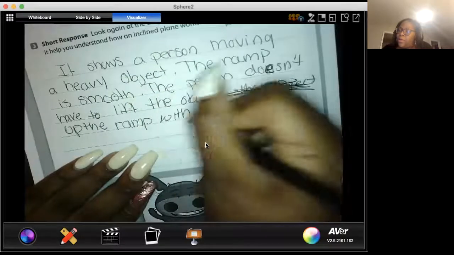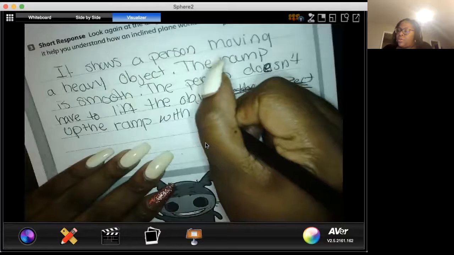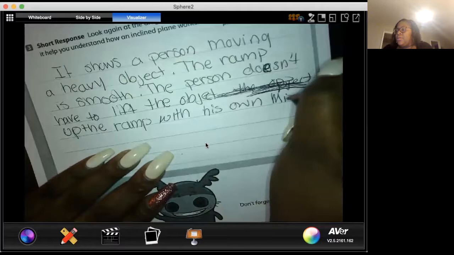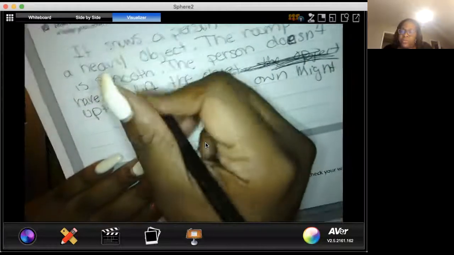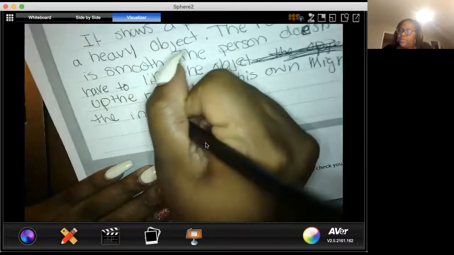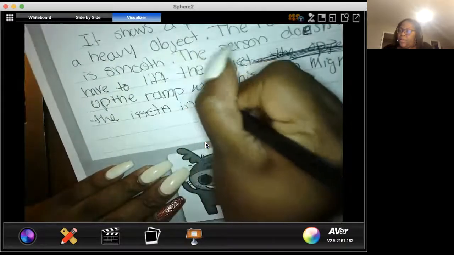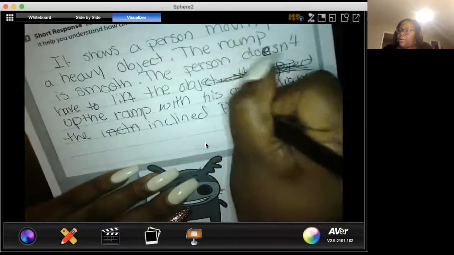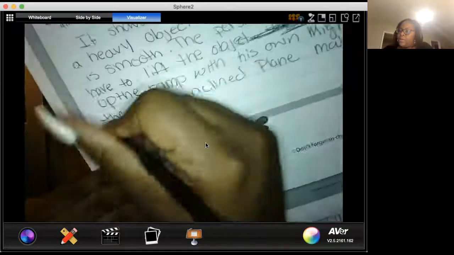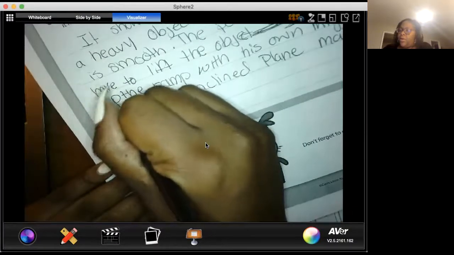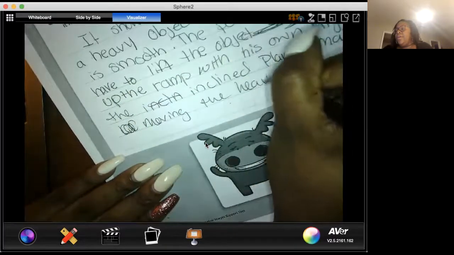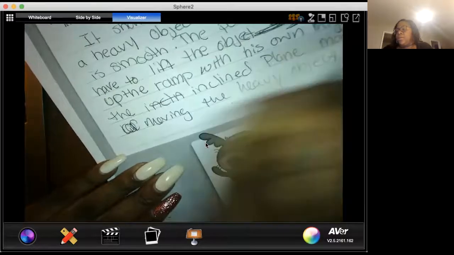With his own might, the inclined plane makes lifting or moving the heavy object easy.